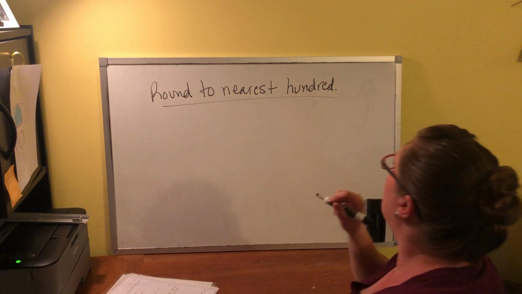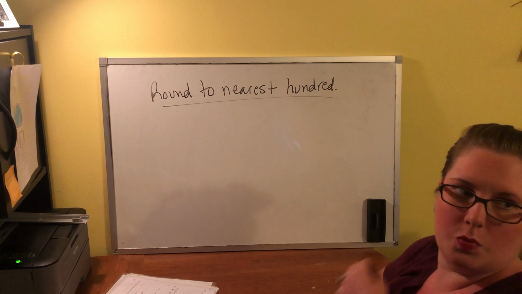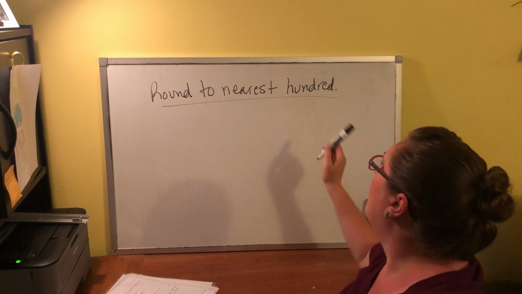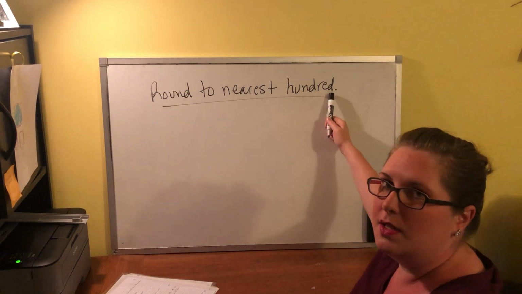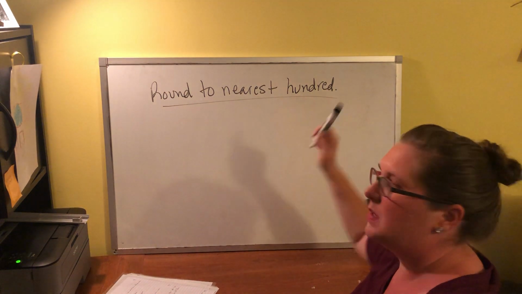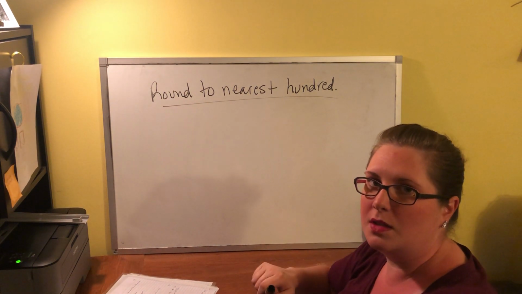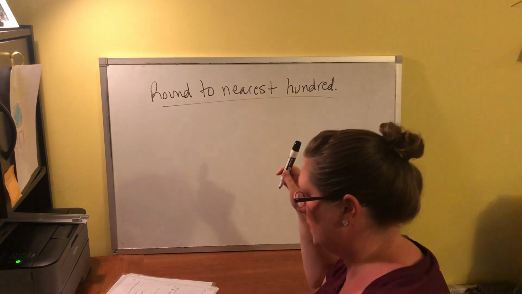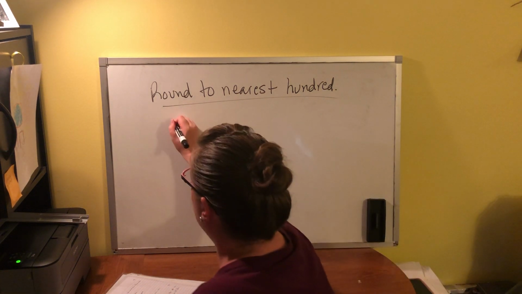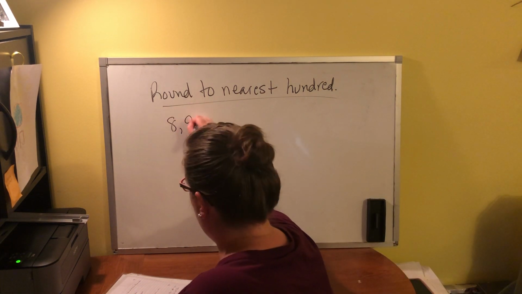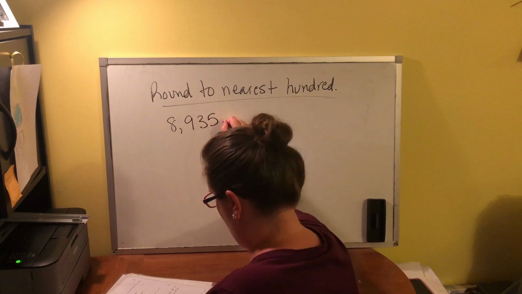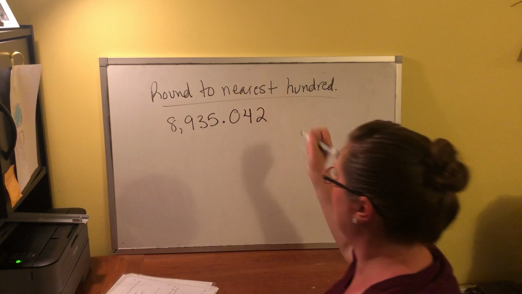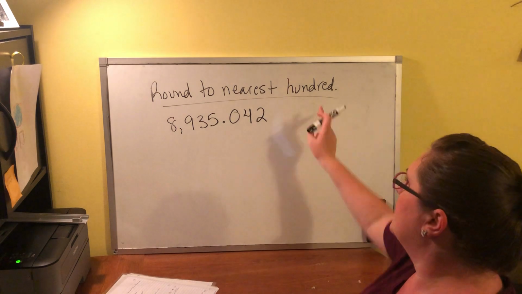Now, there may be one on the test and one on the homework that might confuse you, because it just says 100, ends in a D. There is no THS. Well, that means you're rounding a whole number. You're not rounding the decimal. If it's a THS, that means it's the decimal. So make sure you pay close attention to that. So let's look at the number. 8,935.042. Rounding a whole number, it says 100.